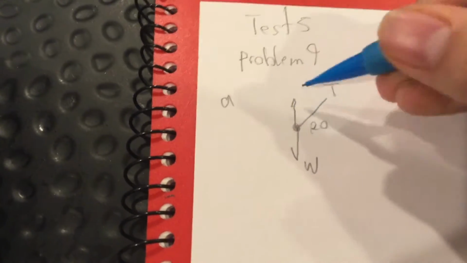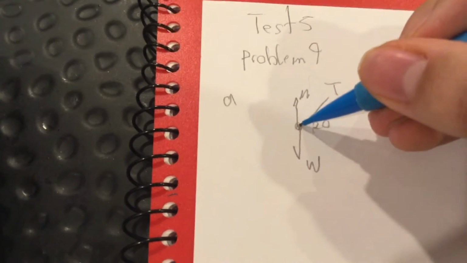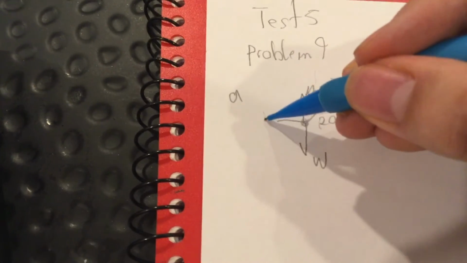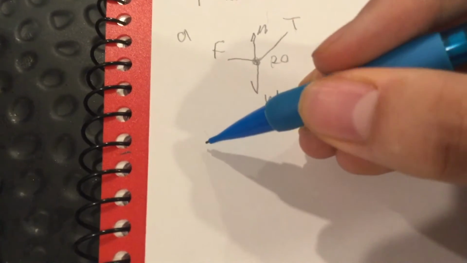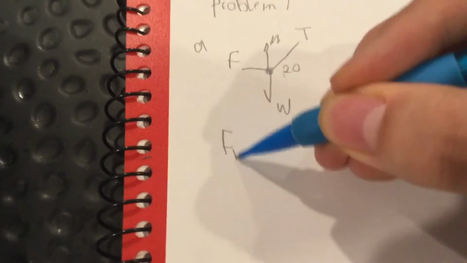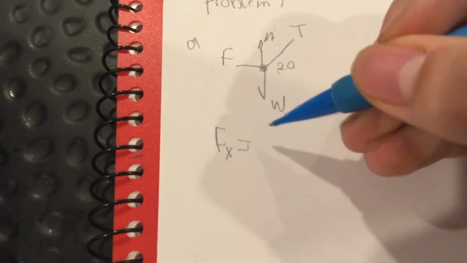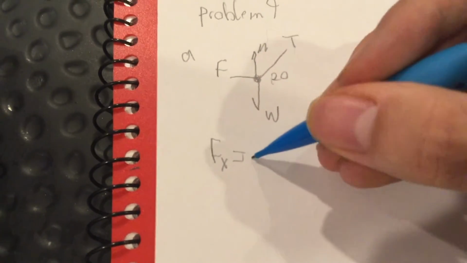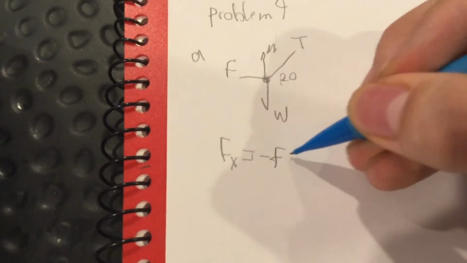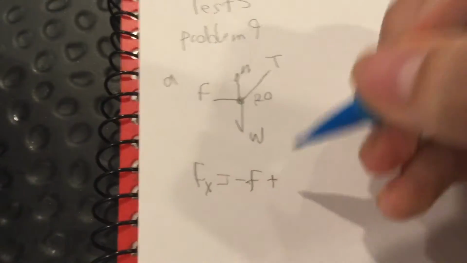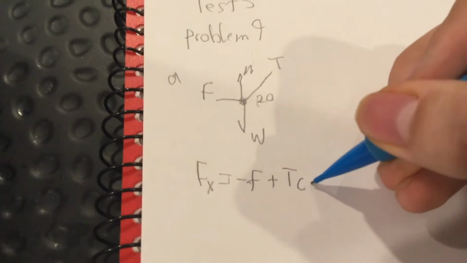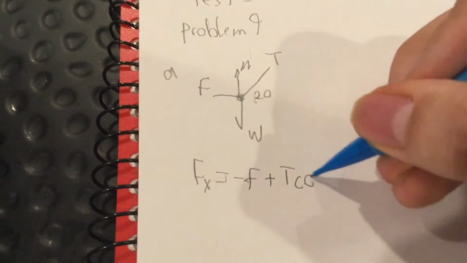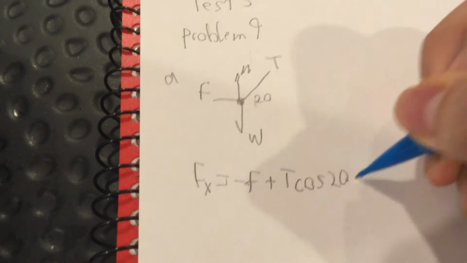Okay, so we know there's a normal force, there's weight, and we know that there's friction. So we'll put friction. We're going to solve for T. We're going to do the sum of forces in X equal to negative friction plus T cosine 20 equals 0. Okay, and then we'll have Fy.